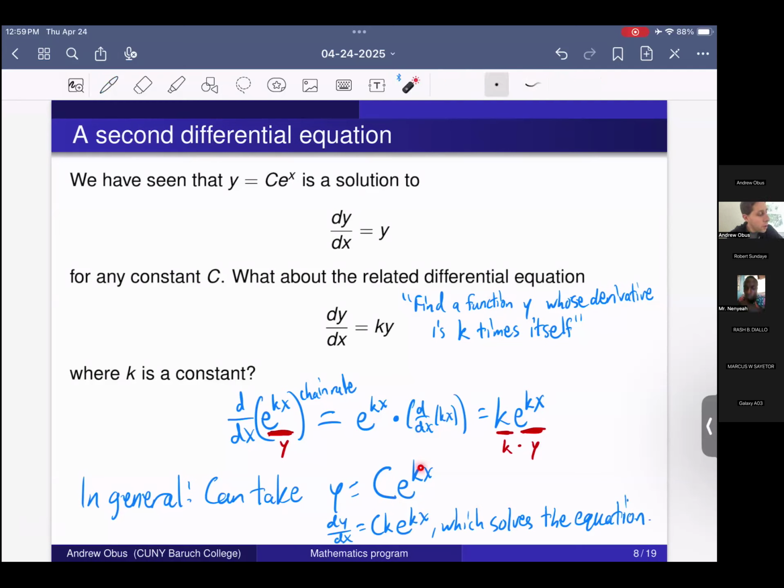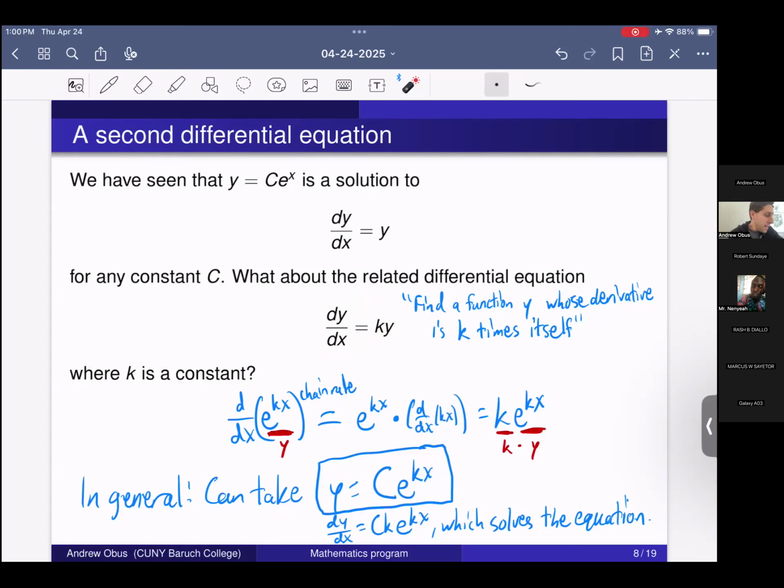All right. So the general solution for this differential equation is in this form. If I have dy dx equals 2y, then the general solution is y equals c times e to the 2x. If I have dy dx equals 5y, then I get c times e to the 5x is the general solution for any constant c. Dy dx equals 1000y, I get c times e to the 1000x is going to be a solution.